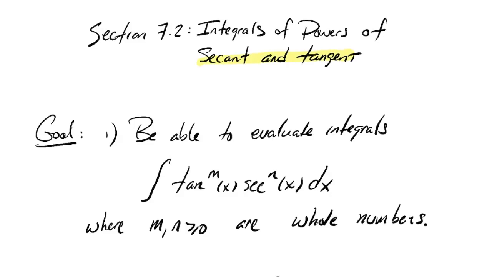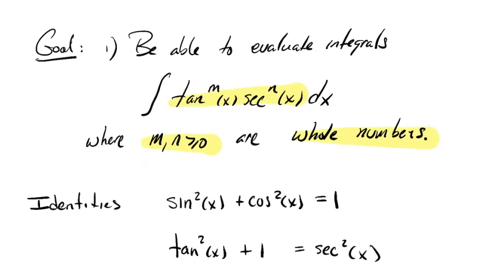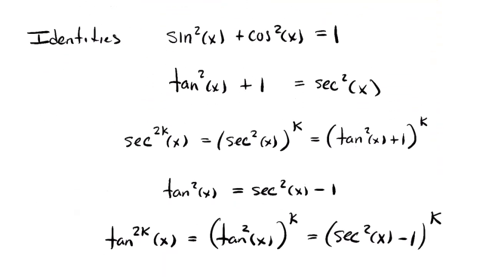So I want to tell you some techniques to handle things of the form tangent to the m times secant to the n, where again, m and n are non-negative whole numbers. So that's the goal. Just show you this technique. We'll get going here. Just like with sine and cosine, there are some relevant identities.